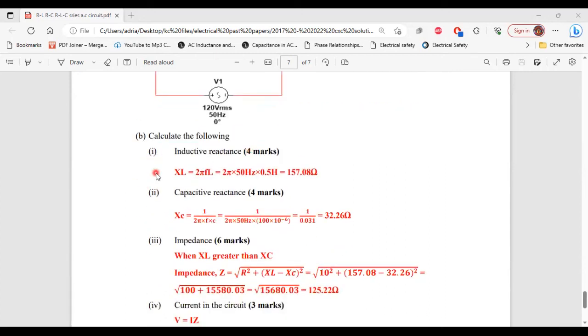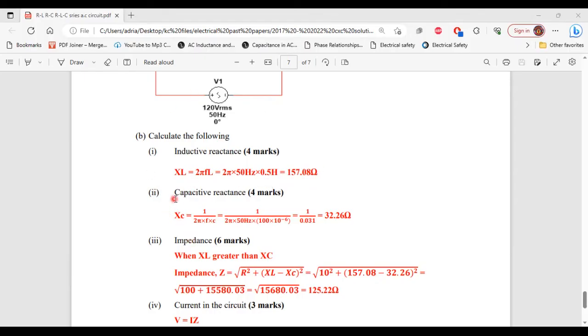For part B, it says calculate the following. Part 1, inductive reactance. So inductive reactance XL is equal to 2 pi FL. That is 2 pi times 50 hertz times 0.5 Henry. That will give us 157.08 ohm.